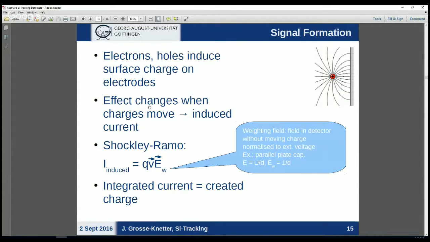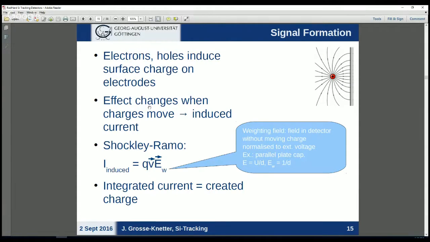So the other aspect is the signal that we want to measure. That's how we detect in the end. Well, a very simplistic picture would be you simply wait until the electrons arrive at the positive electrode, the holes arrive at the negative electrode, and then you see them. It's not quite like that.